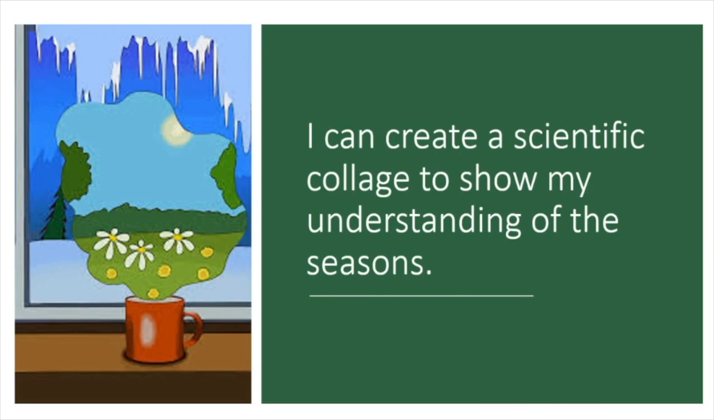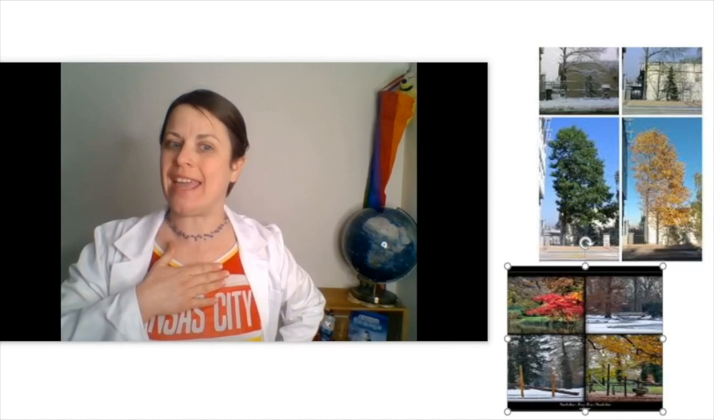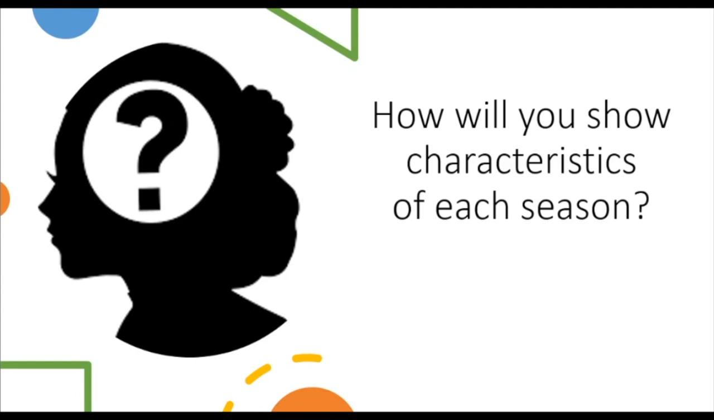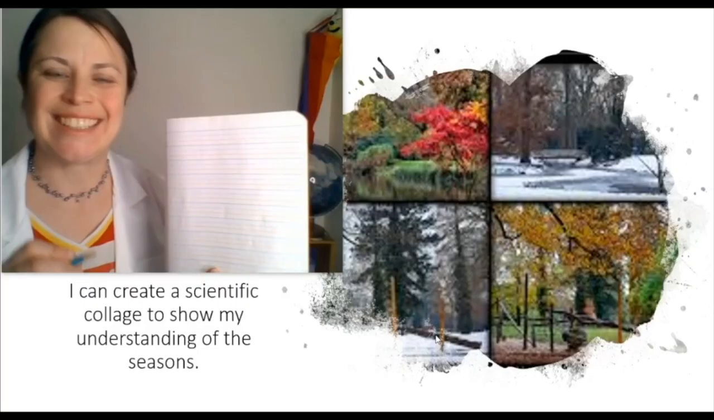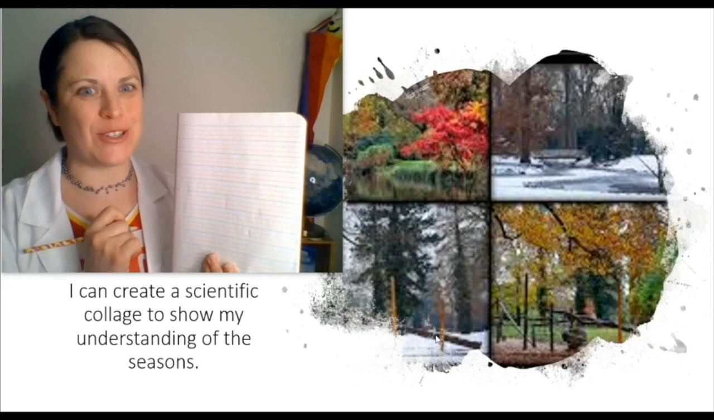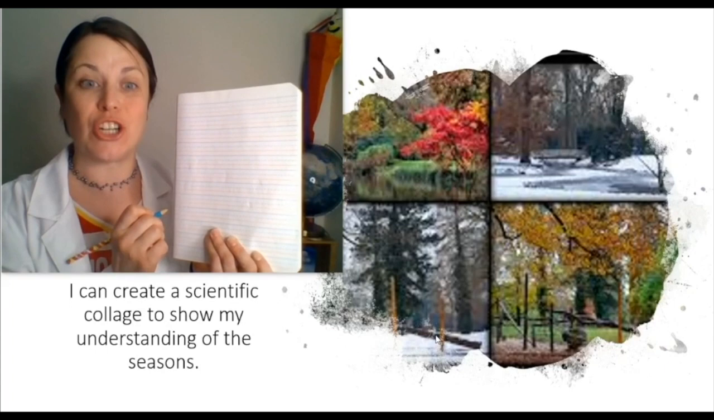Junior scientist, one way that we can show our understanding of the seasons is by making a collage. How will you show characteristics of each season? The first thing that I'm going to do to create my collage is to label each page. If I'm going to do it in a journal, I'm going to label each page a different season.